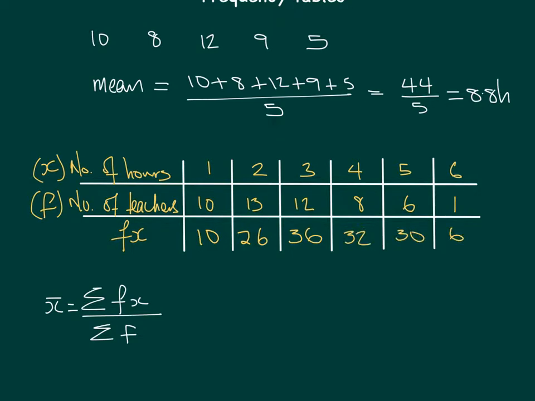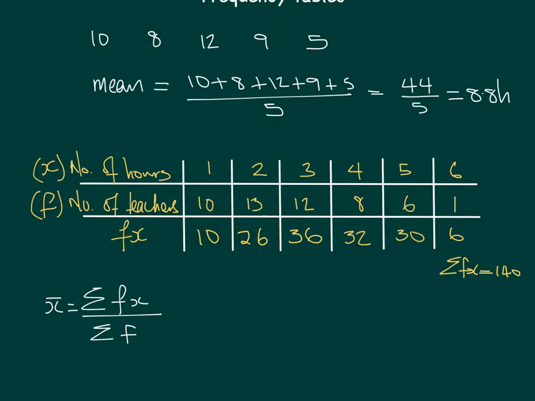Okay, now my next job to do is to find the sum. The sum means to add up all of these values here for my fx. So I will just do that on the side over here. So my sum of fx is going to be equal to 10 plus 26 plus 36 plus 32 plus 30 plus 6. I need to add them all up, which gives me a grand total of 140. So that's going to be my 140 there.